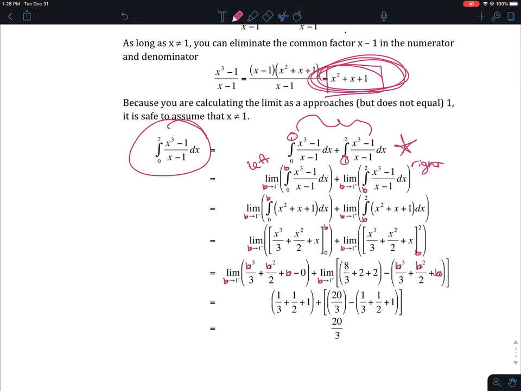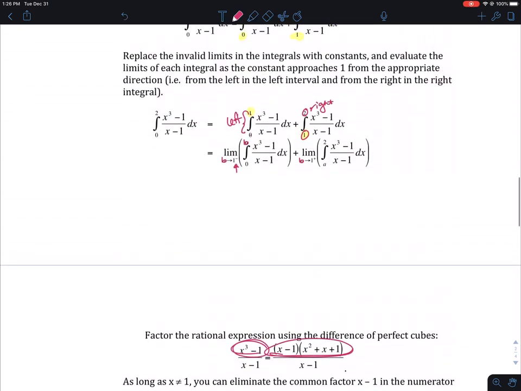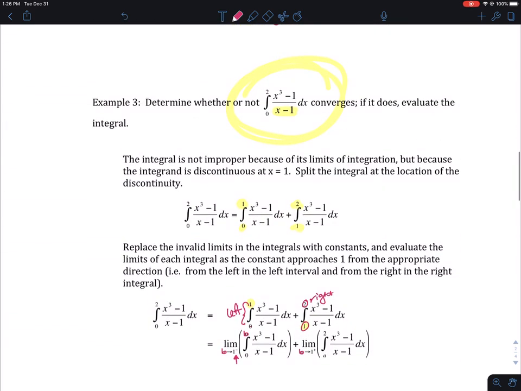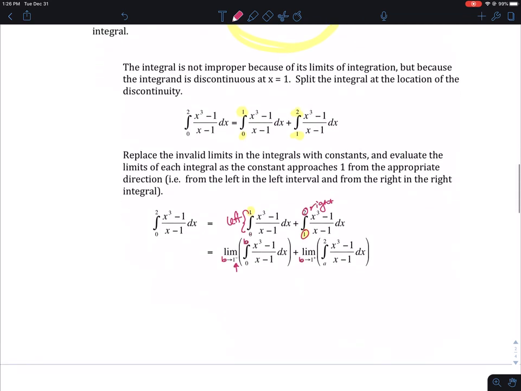And then when I evaluate my limit, because there are no places where I can get 0 in the denominator when I plug in 1 for my b's, I can just plug in all of my 1's, and then I evaluate, and I get 20/3, which means that my original integral way up here is equal to 20/3, and we would say that it converges to that value. Okay?